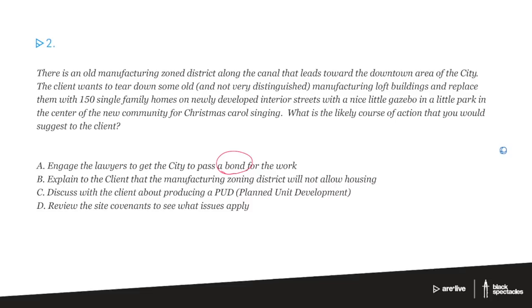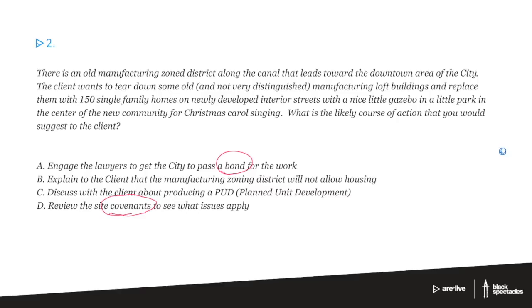Let's see, let's look at, how about D? Review the site covenants to see what issues apply. So that word covenants, it's a good word to know. What that word is saying is on a private development, when I have rules and restrictions like all the houses have to be brick, or we want everything to look like chalets because we're in Aspen or something like that. Those are covenants. Those are rules that ride with the deeds for a specific housing development. If you think of kind of a gated community, something like that, where everything kind of looks the same, that's why they look the same. So it's like zoning code, except that it's private, right?